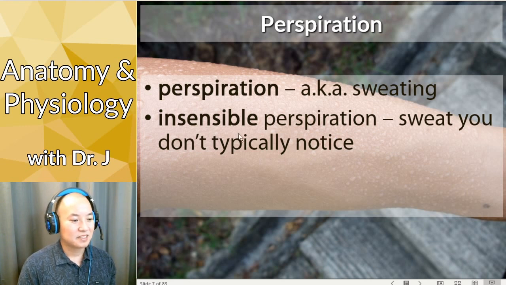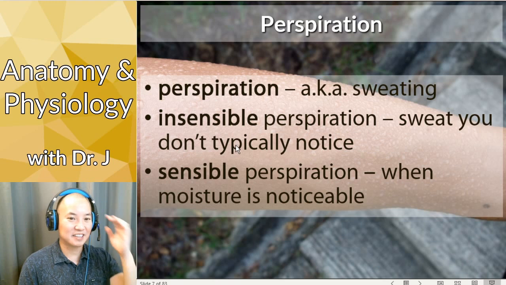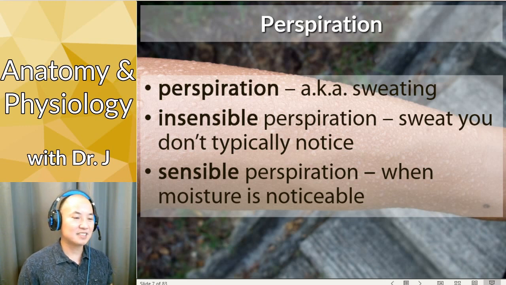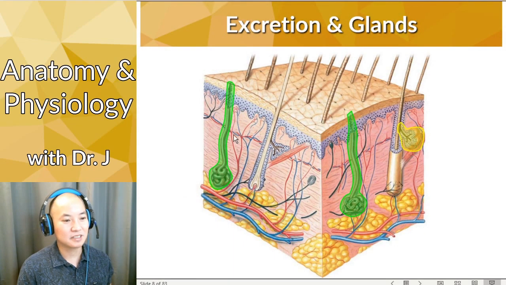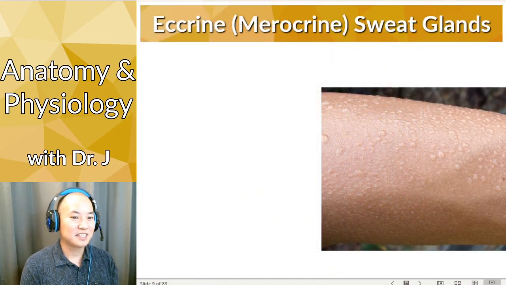But what we see in that picture is sensible perspiration. If you're jogging or walking outside on a very hot day and a bead of sweat forms, or you feel very damp just by doing some sort of outdoor activity or a good workout, that's sensible perspiration. So that's when you notice it. Do you feel it, or are you unaware? You're perspiring always to some extent. It's just that it's not always sensible. Then we'll talk about excretion in glands. So eccrine sweat glands, aka merocrine sweat glands.